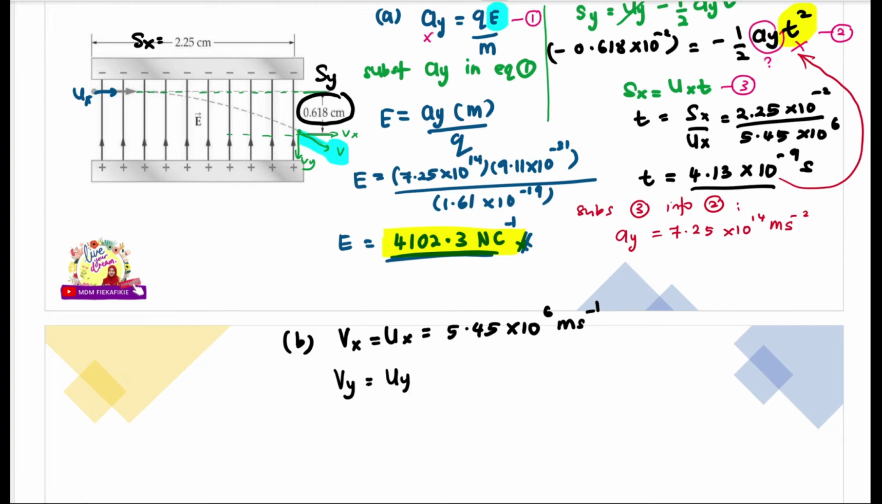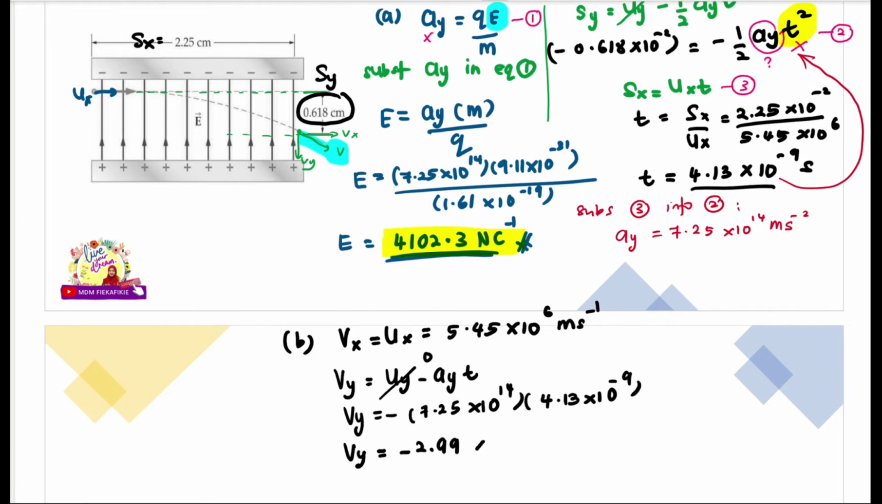Alright, and then Vy, we can calculate Vy by using this equation, sebab Ay dengan T tadi kan dah ada. So carilah Vy. Okay, 7.25 times 10 power of 14 and T masukkan nilai dia, 4.13 exponent negative 9. Okay, awak kira dan awak akan dapat Vy negative 2.99 exponent 6 meter per second.